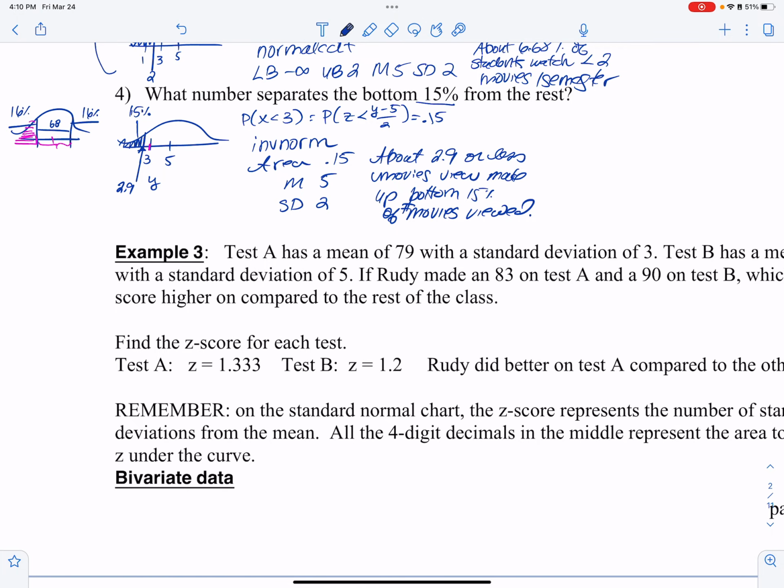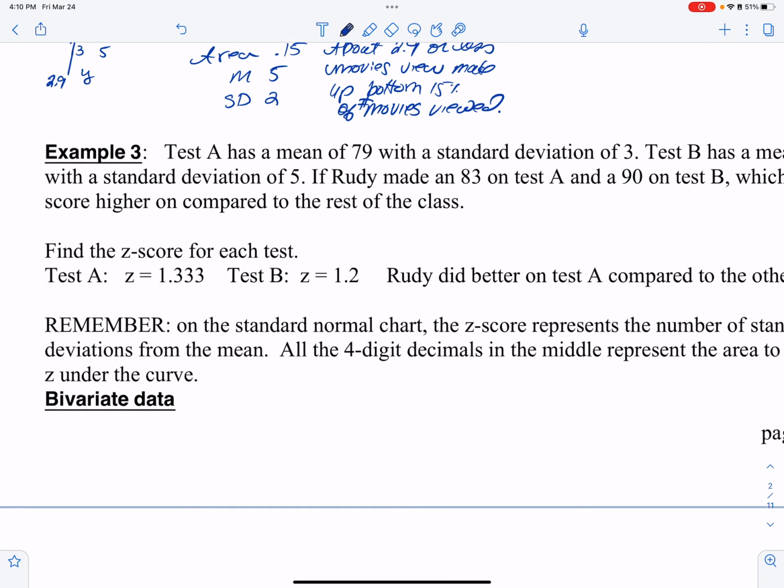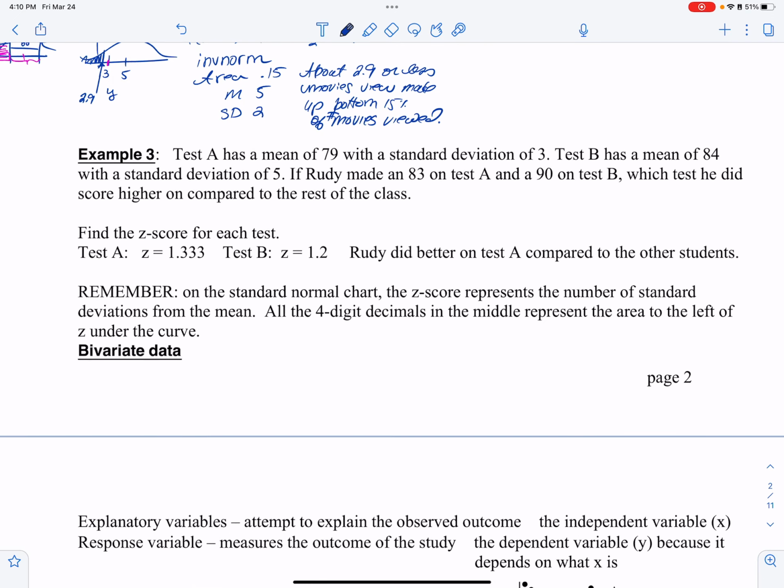Okay. Test A has a mean of 79 with a standard deviation of 3. Test B has a mean of 84 with a standard deviation of 5. If Rudy makes an 83 on test A, I guess I should say A, and a 90 on test B, which test did he score higher on?